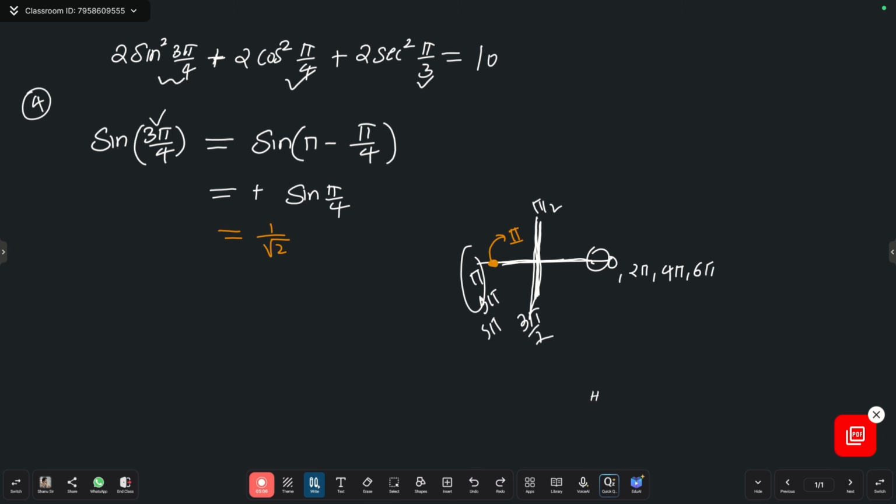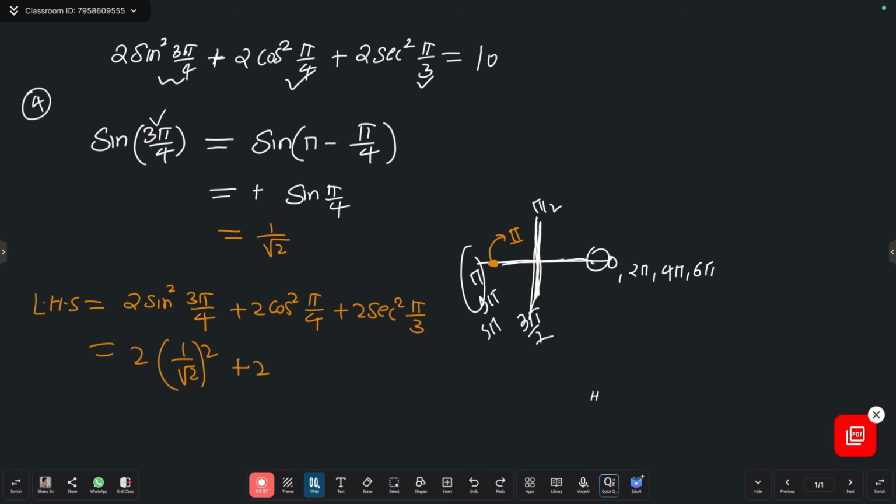Okay. Now take the left hand side. LHS: 2 sine square 3 pi by 4 plus 2 cos square pi by 4 plus 2 sec square pi by 3. Sine 3 pi by 4 we just calculated as 1 by root 2. So 2 times 1 by root 2, but whole square, always whole square. If cube, then whole cube. Here 2 cos pi by 4, 1 by root 2, correct, whole square because of this square.